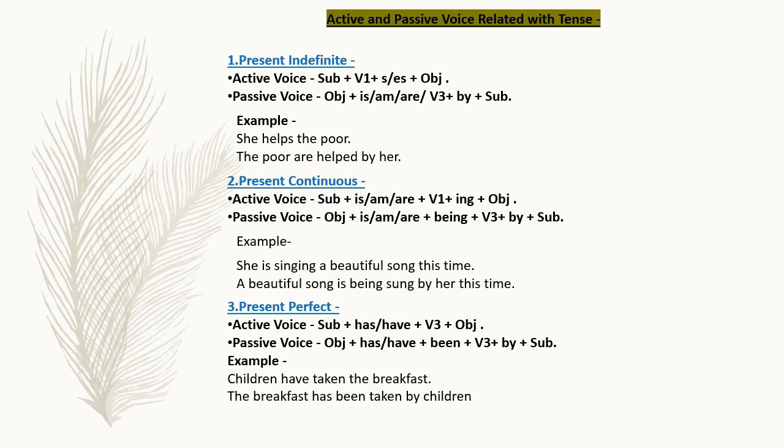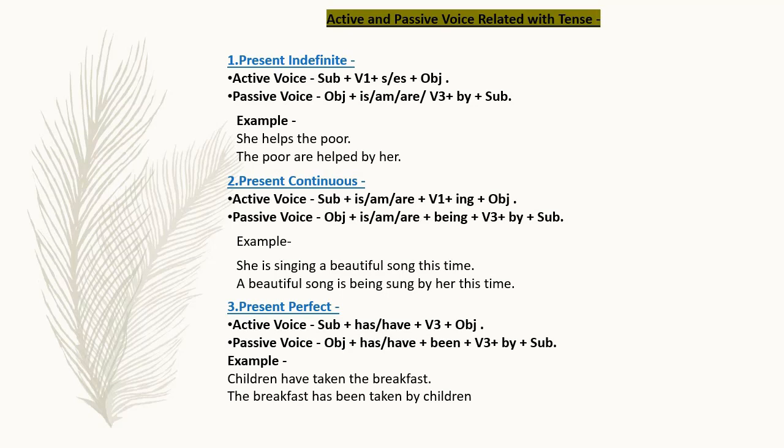Let's go through it. The poor is your object, so according to the rule, the object would change into the subject. Then the poor here is a common noun, so for that we are going to use are. The V3 form of help would be helped. Then we are going to add a preposition, and then what would be the object of she? As we have seen in the previous slide also, it would be her. The poor are helped by her.